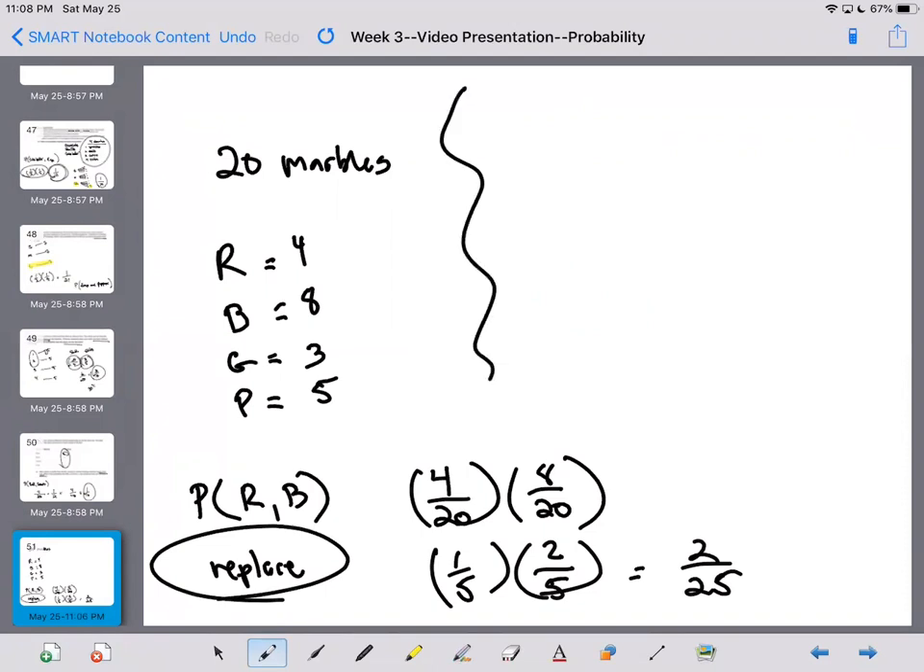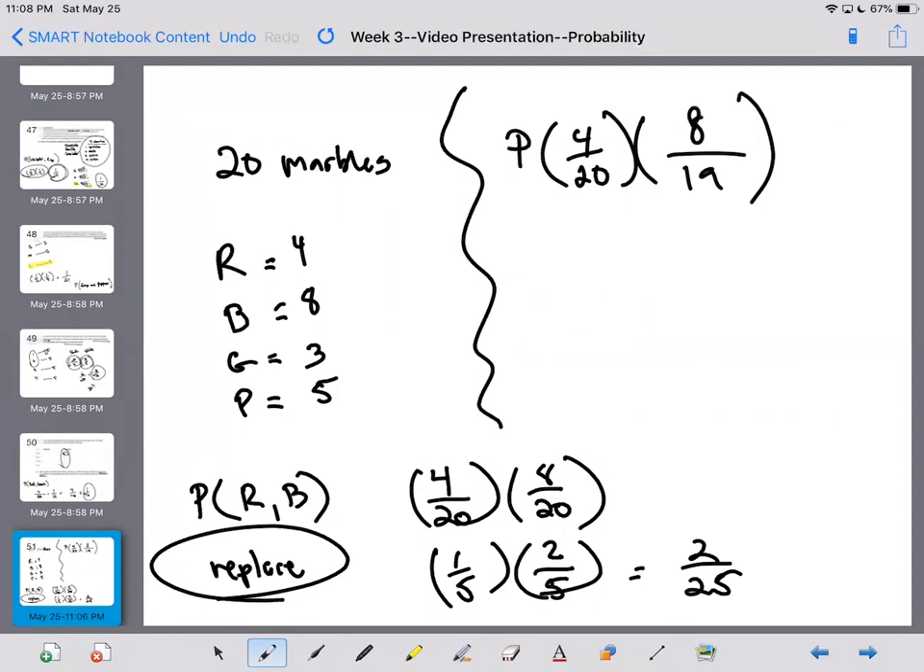All right, well then let's look at what's the probability if you didn't replace. So what's the probability of getting a red marble? Well, that's 4 out of 20. And then if you didn't replace it, well, now you don't have 20 marbles, now you have 19. And then what's the probability of choosing a blue marble? That would be 8 out of 19. So you see how your denominators change now? It went from 20 to 19. You would have to make that change in denominators if you did not replace your amount.